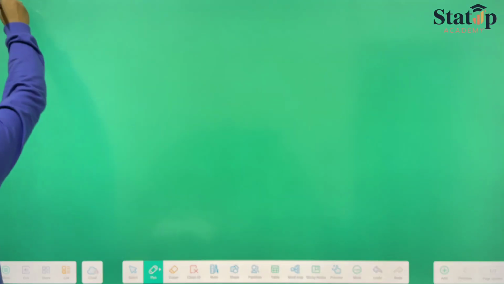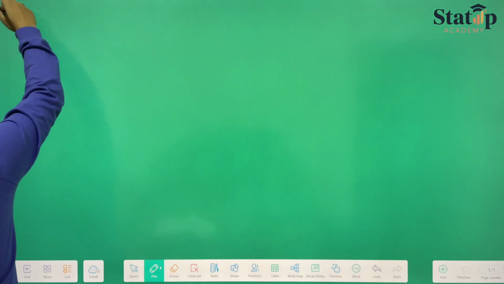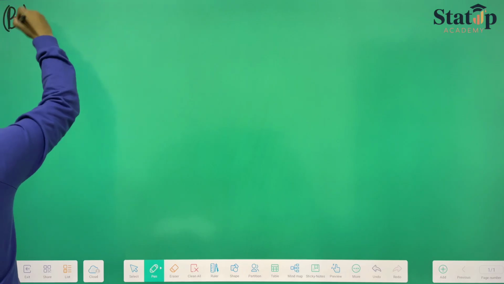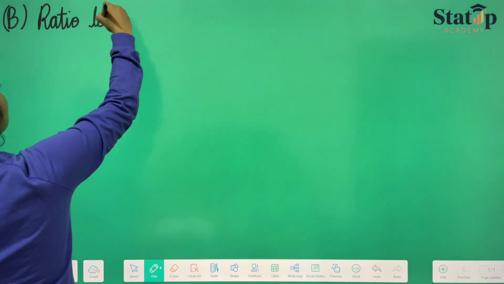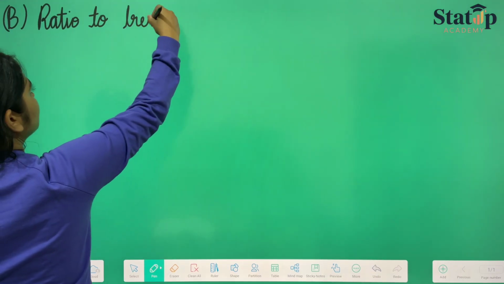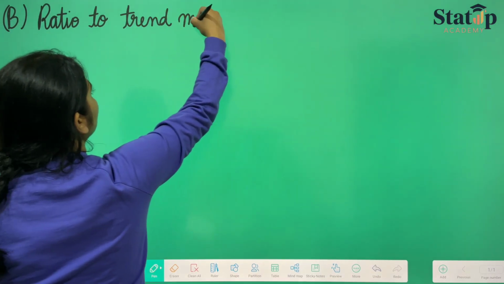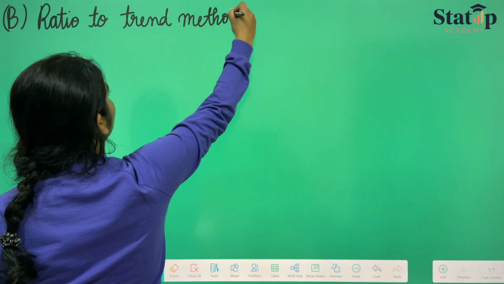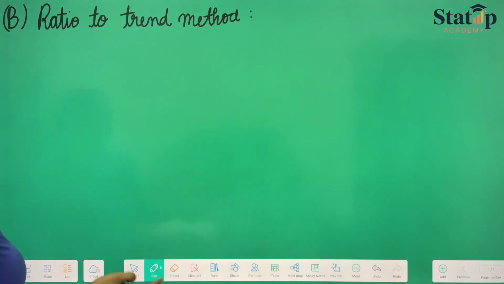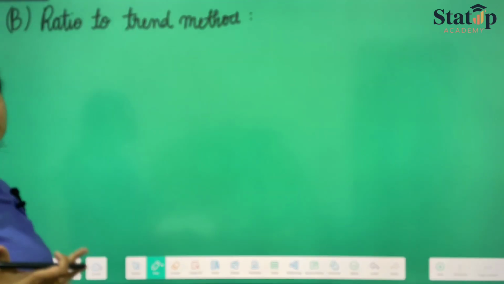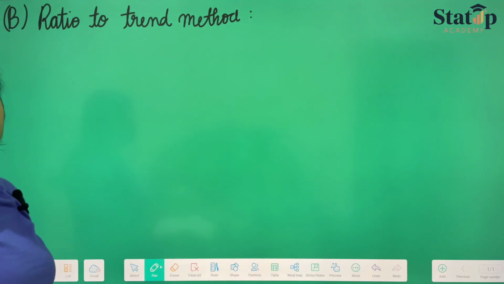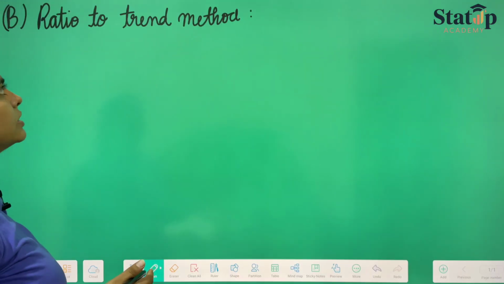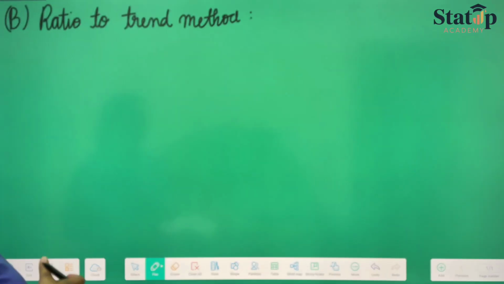So the second part is the ratio to trend method. In the first method of semi averages, there was one thing that we were ignoring: the trend, cyclical, and other components which were already present along with the seasonal component. So in this, we will overcome that disadvantage.